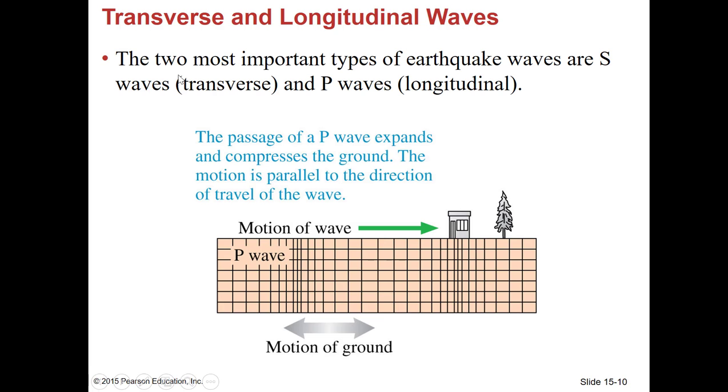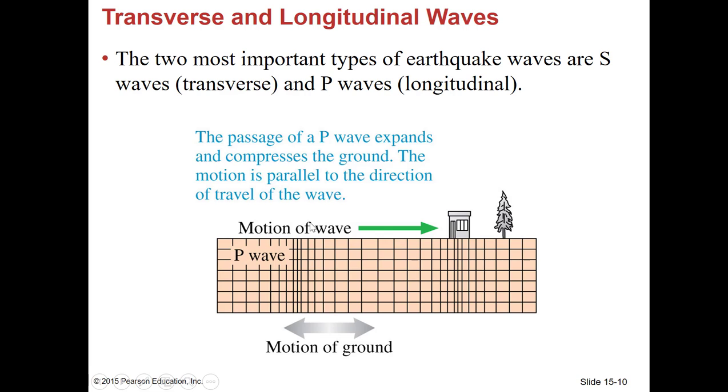So the two most important types of earthquake waves are S waves, which is the transverse wave, and P waves, which is the longitudinal wave. So the passage of a P wave extends and compresses the ground, and the motion is parallel to the direction. So again, P waves are longitudinal waves. The passage of a P wave expands and compresses the ground this direction, parallel to the direction that the wave is moving. So that's a longitudinal wave.